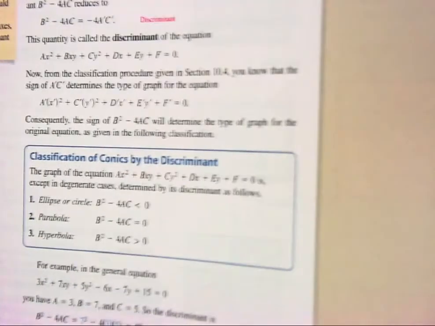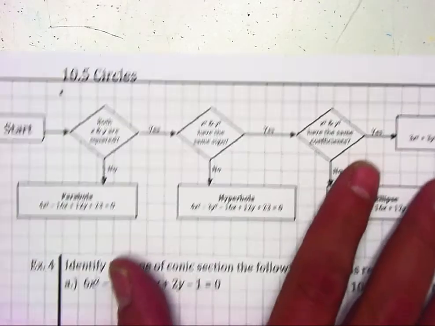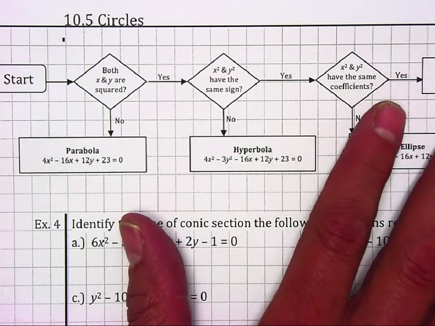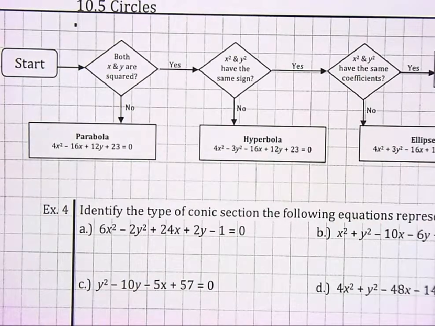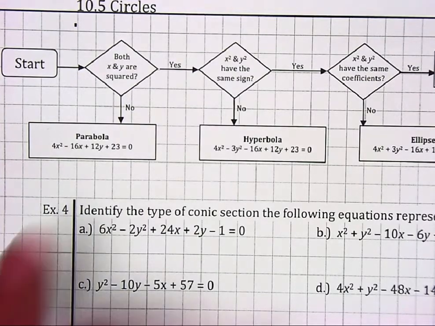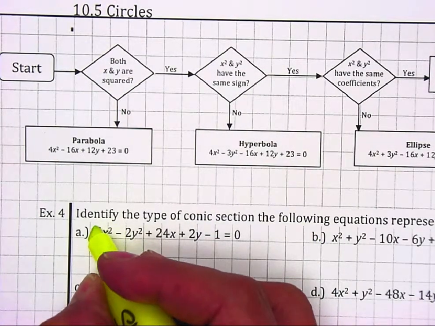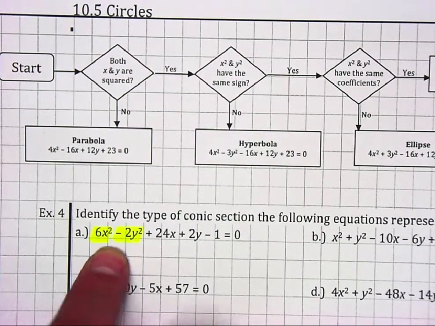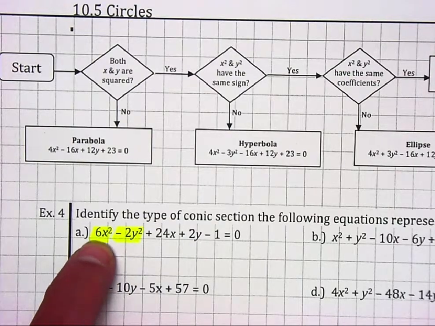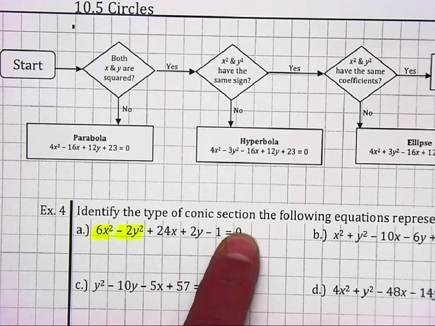I prefer to do it in a more visual manner, and I use this flowchart to determine the type of conic section we have. Whenever you are evaluating, you are going to be looking at the terms that are being squared. For example, letter A, your x is being squared and the y. The other terms are going to help you shape the conic sections, but they're not going to tell you what they are.